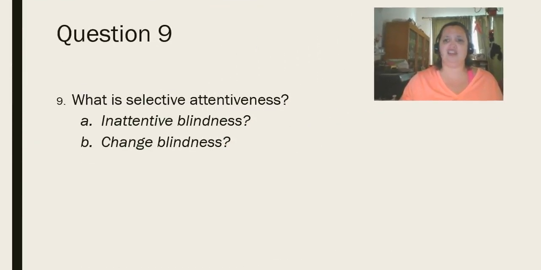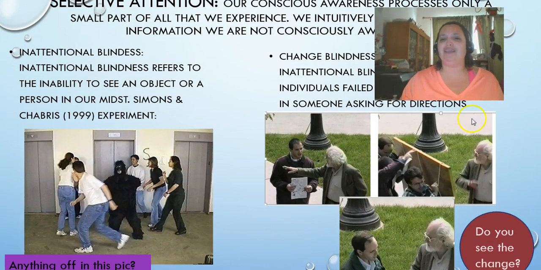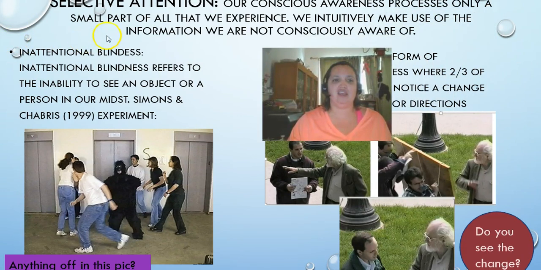Selective attentiveness. Oh, this was fun, with the inattentional blindness and change blindness. Remember our monkeys? Remember the experiment here? I'm going to put this over here so you can see the selective attention. As we remember, our brains cannot process every sensory piece of information that comes at us. There's so much to deal with. So our brain is trying to select what we are going to pay attention to. And inattentional blindness refers to the inability to see an object or person in our midst.